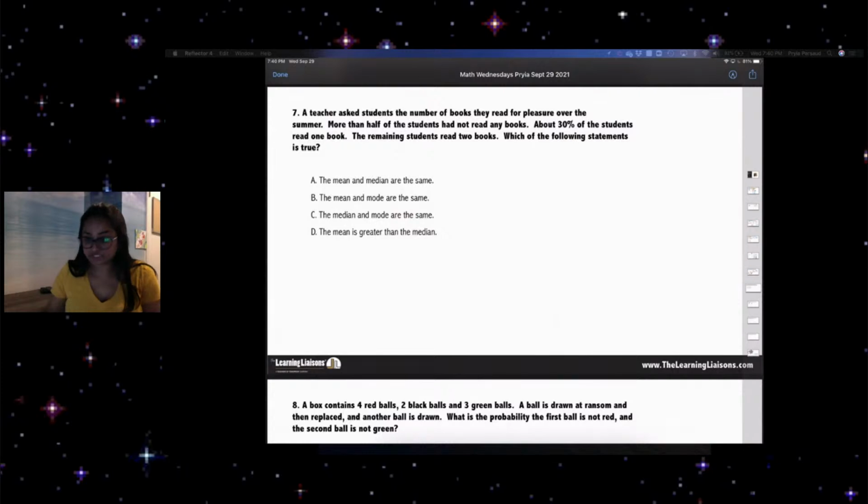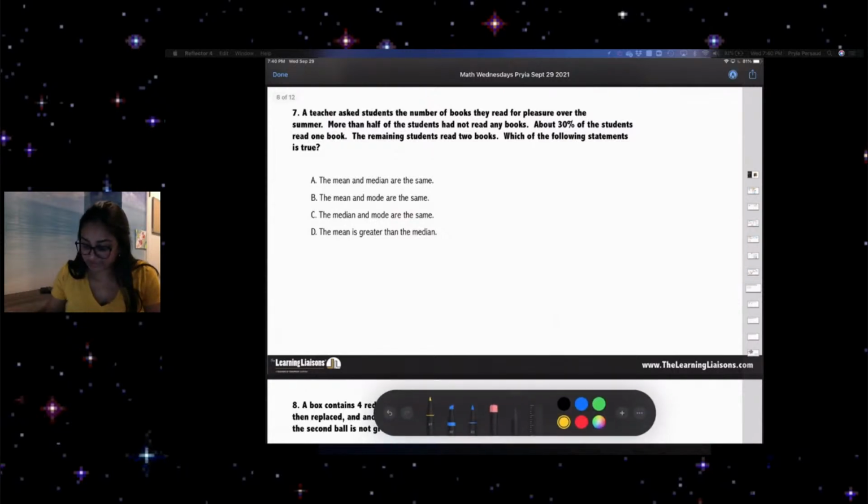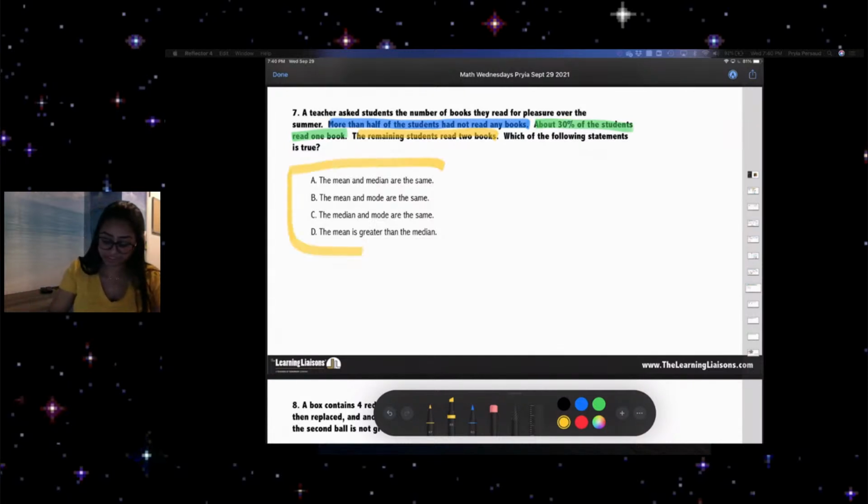So we have a teacher, and they're asking students about books that they read for pleasure. Let's be honest, kids really aren't reading that much these days, so these numbers really shouldn't surprise you. It says more than half of the students hadn't read any books. About 30% of the students read 1 book, and whoever's left, they read 2 books. And they want to know which of these statements down here is true.